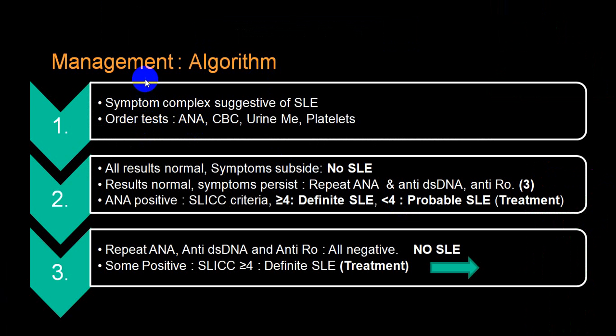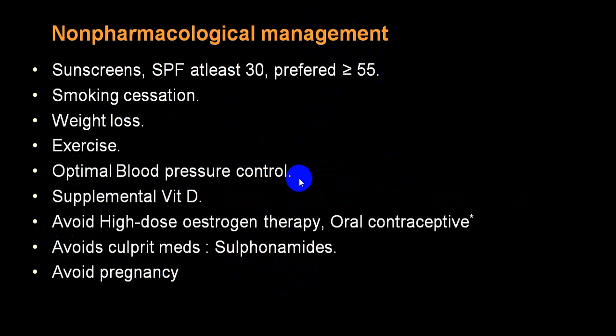So, the algorithm: symptom complex suggestive of SLE. You will go for ANA, CBC, urine examination, platelet count, etc. So you go for all these different investigations and try to find out how severe the involvement is. These are all the different tests which are being done, and you try to find out the stage.